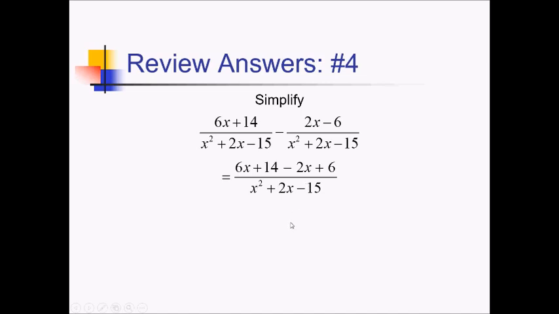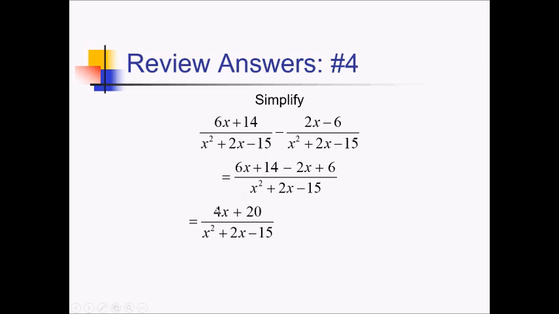Now I'm just going to combine like terms up there, and I'll rewrite my denominator. So upstairs we have 6x minus 2x, that's 4x. And 14 plus 6 gives me 20, so plus 20. When you've added or subtracted, you should always double check to see if you can factor and reduce a little bit more, because you're not going to know it until you get to this point.